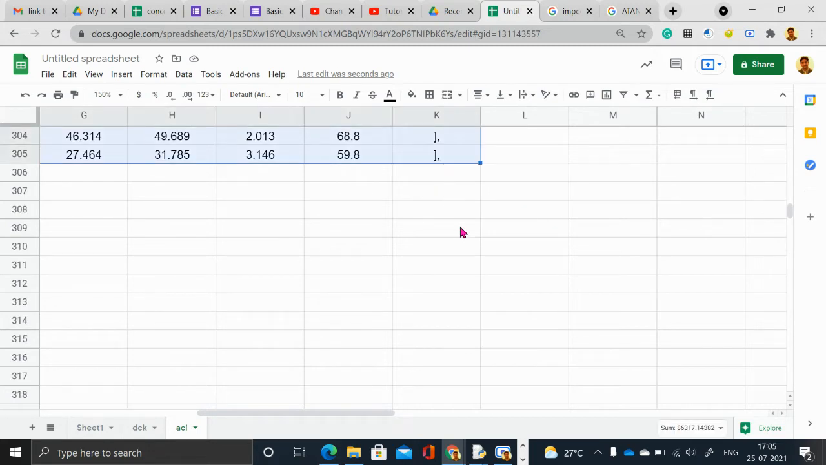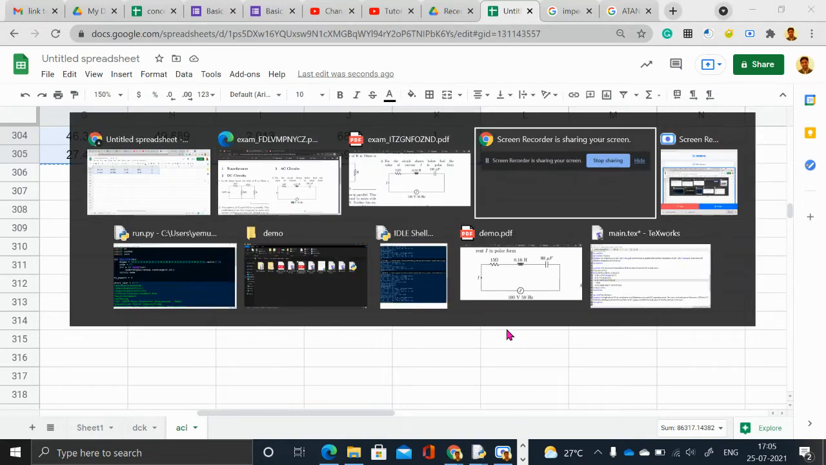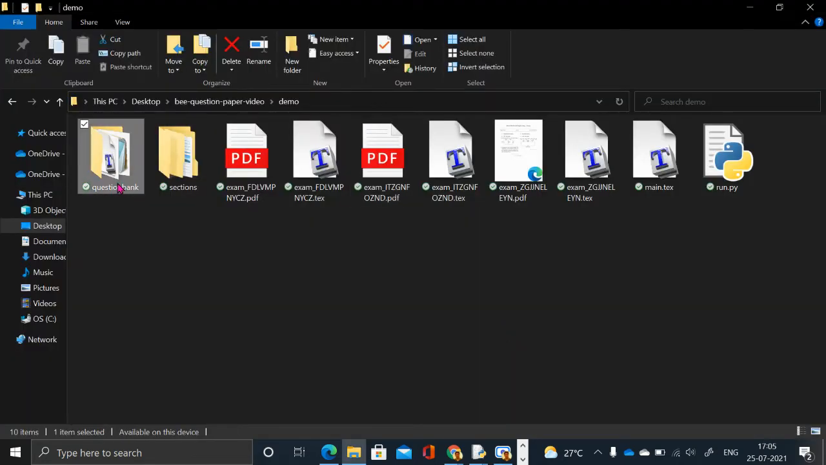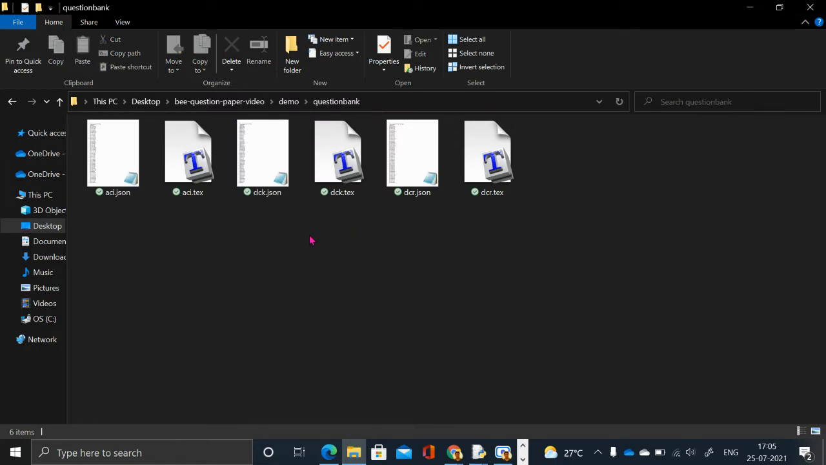So, in other words, what we have to do when we are framing the question, at the same time we are framing the question, we have to frame the answer also. And we have to calculate the parameters in the answer and we have to mention that. So, let's go to question bank and let's open our ACI.json file.